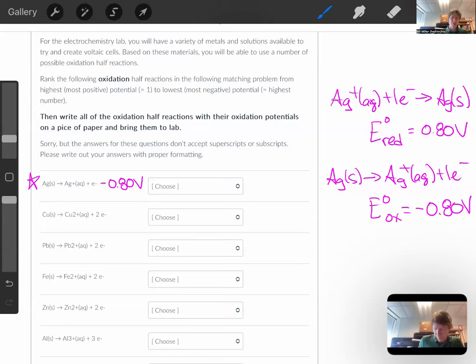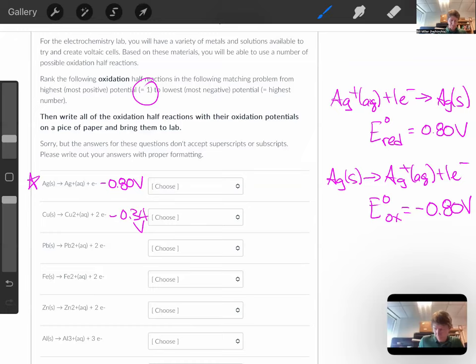And what I'm going to do is go through basically all of them, writing these down. And then I'm going to choose which one is the most positive. And that one I'm going to assign number one. And so I'll do like three of them to give you the idea. So then I go copper solid going to copper 2 plus and 2 electrons. Well, I'm looking for copper. There's copper plus 1 electron down here. And then copper 2 plus 2 electrons. And it says plus 0.34 as a reduction. So I'm going to write minus 0.34 volts there.